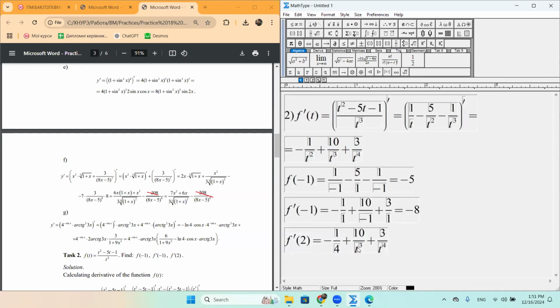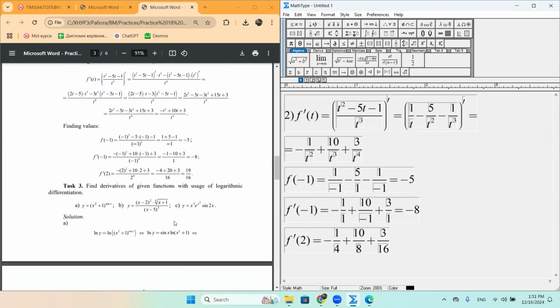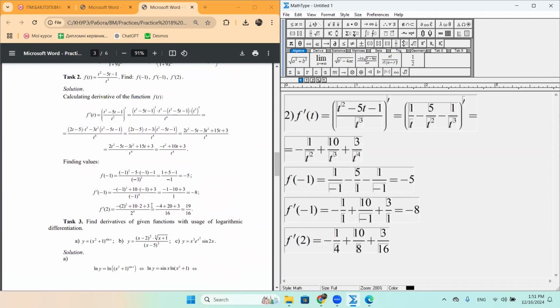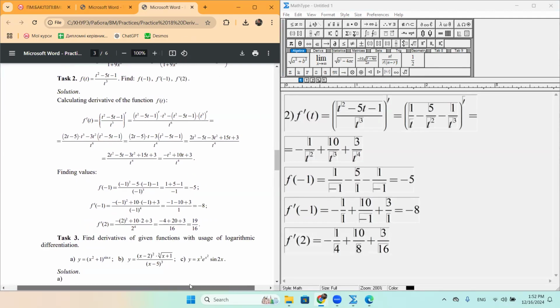So 4, 8, and 16. Let me skip calculating all these fractions, or let's just believe everything that is written here. So minus 5, minus 8. Let's believe that here everything is correct. Any questions about this task? No questions. Okay, no questions.